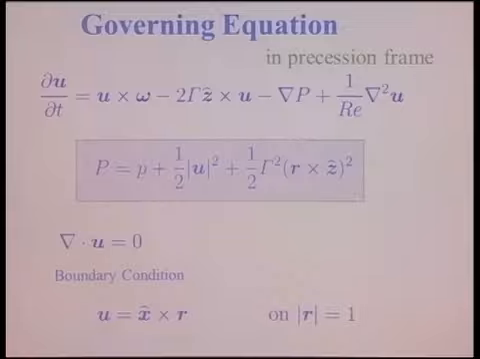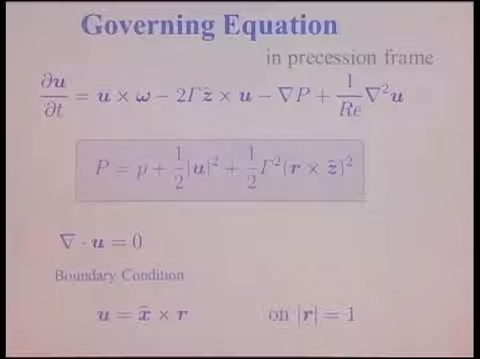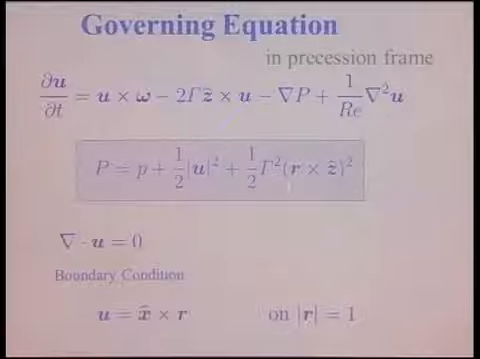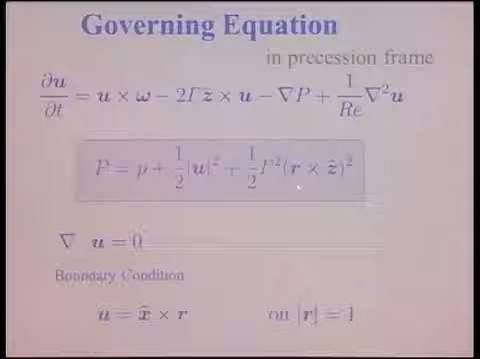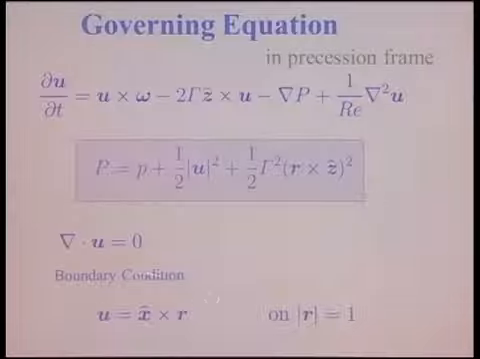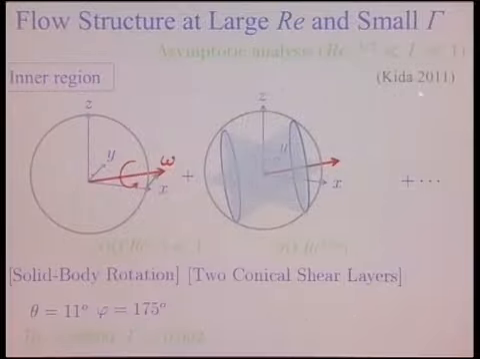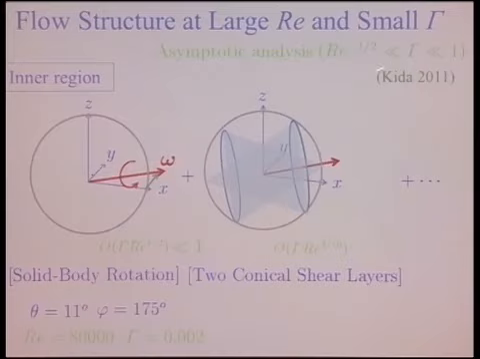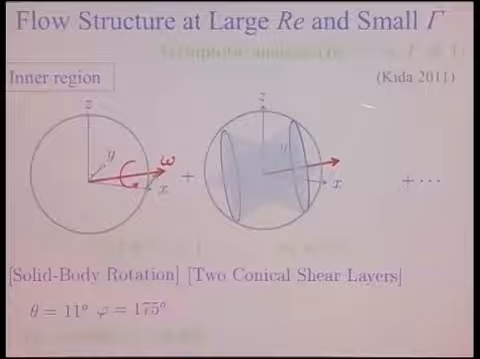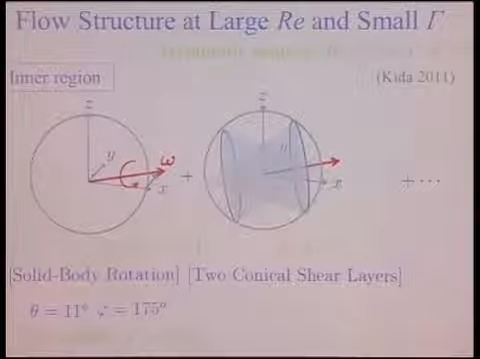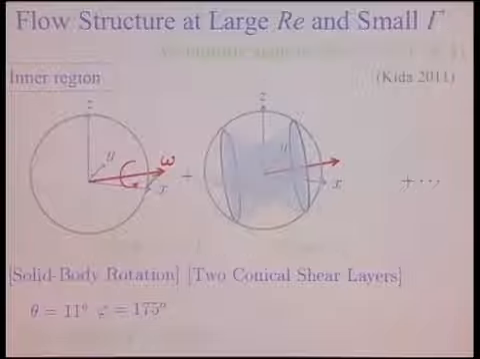And this is the governing equation. This is the Coriolis force, this is the pressure, including the centrifugal force potential. And this is incompressible. The boundary condition is fixed to the boundary. And we derived an asymptotic solution in this limit, Reynolds number large and Poincare number small, between these two.